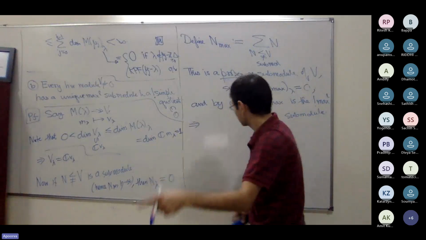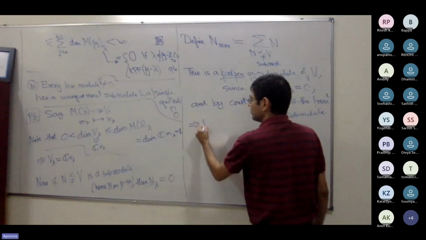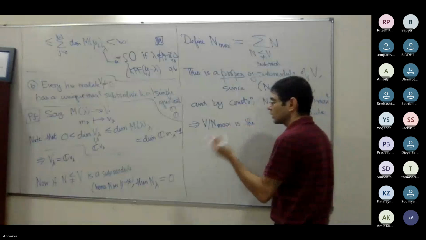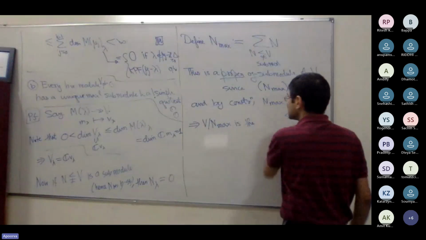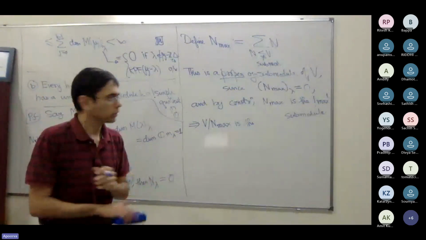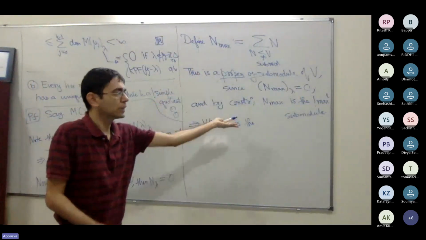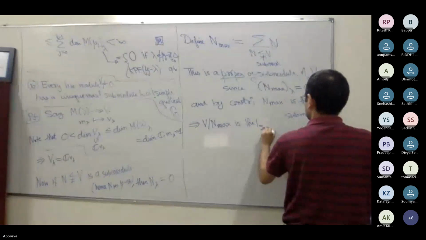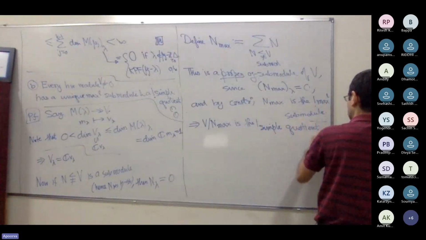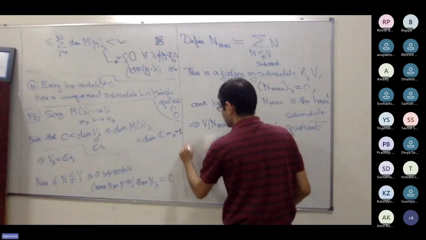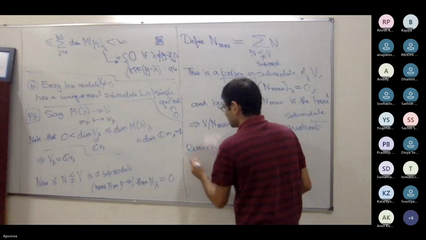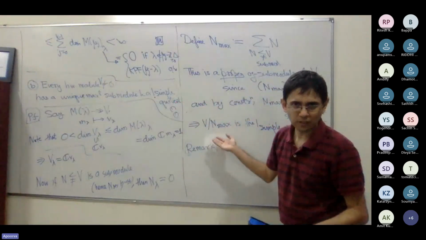V mod n max is the unique simple quotient. So the point is, to get a simple quotient module, you have to quotient by a maximal submodule. So therefore now this is the unique maximal submodule, so that's the unique simple quotient. And this is denoted by now the remark, which I will basically say: a quotient of a quotient is a quotient.